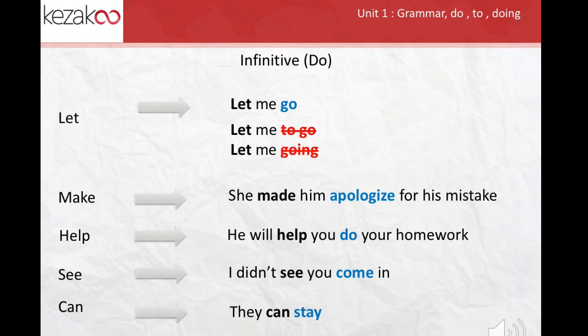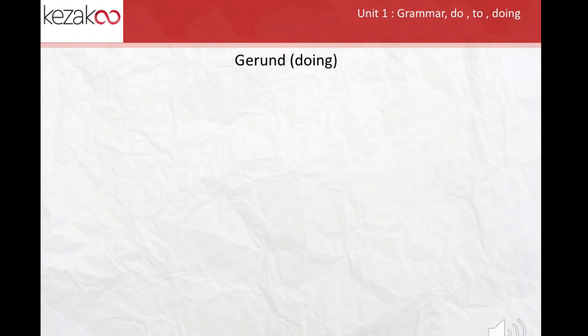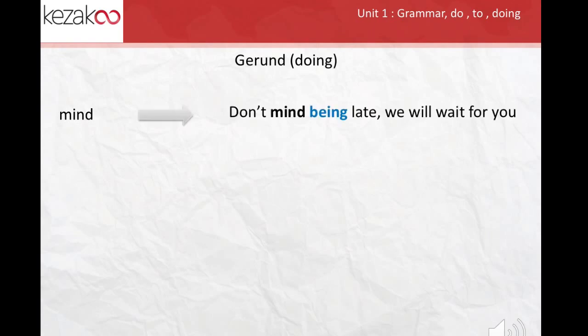So now there is a third form of the verbs that are followed with another verb, and it is a gerund with the form of doing. So we have, for instance, the verb mind. Don't mind being late. We will wait for you. It means that you don't have to worry. Do not mind being late. We will wait for you. So as we see, being is with an ing form, like doing.